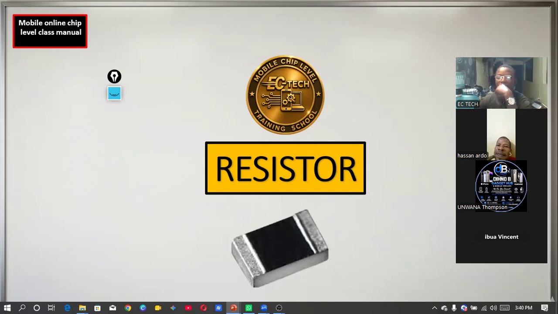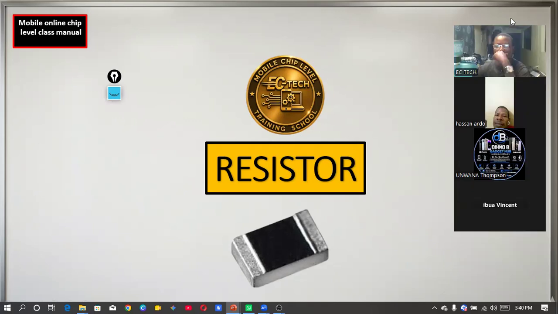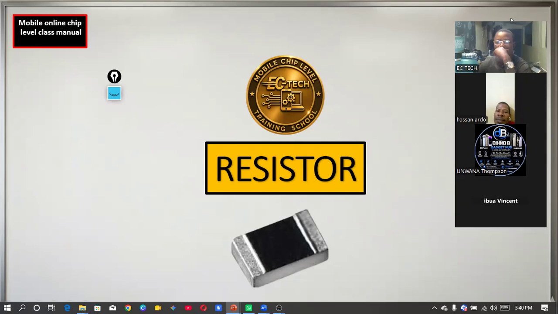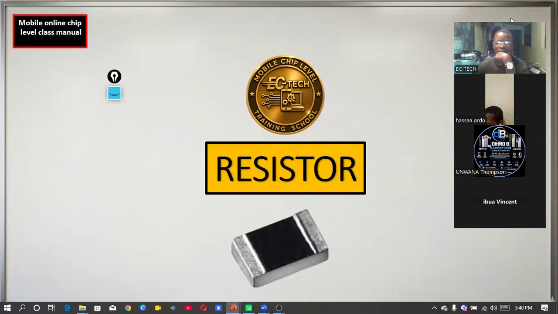Okay, Mr. Thompson, share with us your idea on resistor. So resistor is just like a coil that controls the voltage. It's similar to a coil, just like a coil.